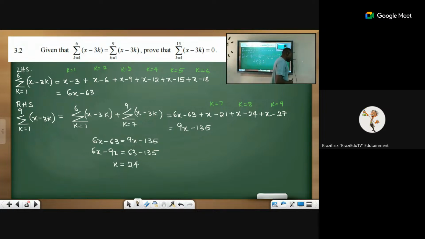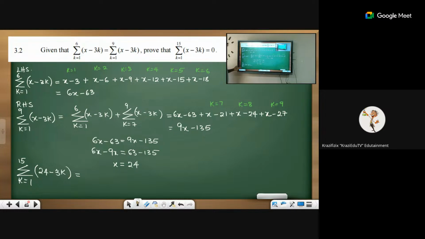Sweet. Now, since we have the value of x, the examiner says we should show that that one there equals 0. So that can therefore be written. Let's find, what will this be? K equals 115. My x is what? 24 minus 3k. We need to find what this would be. Let me do this on the next page.